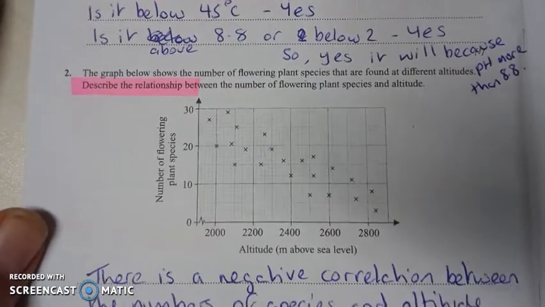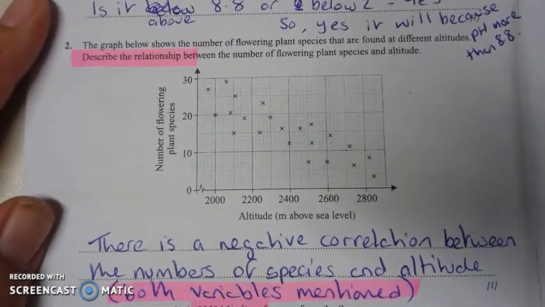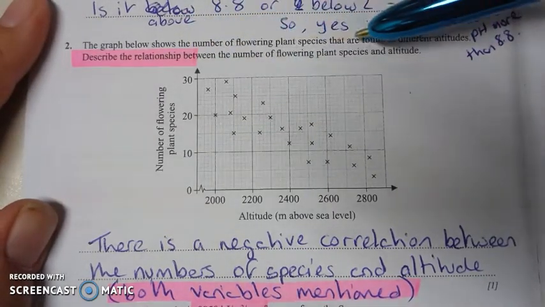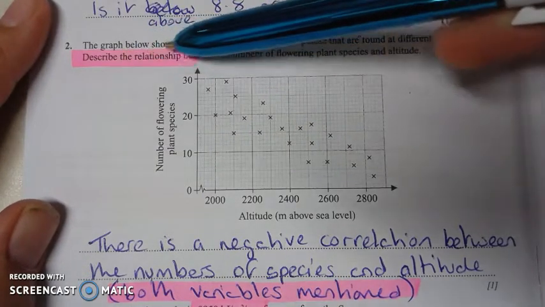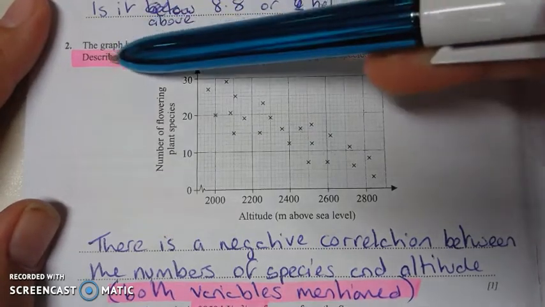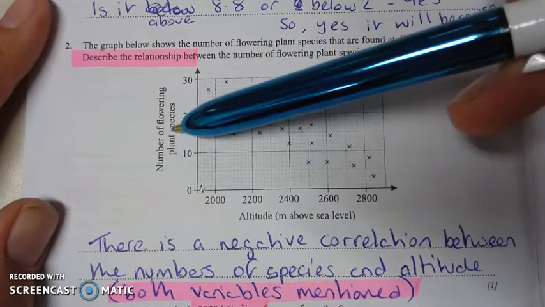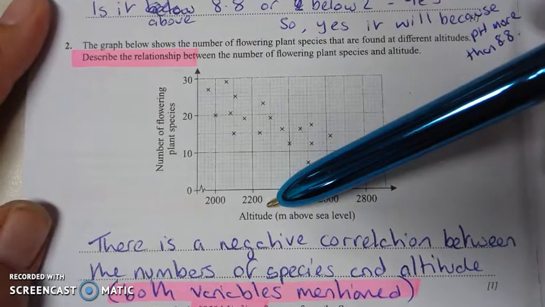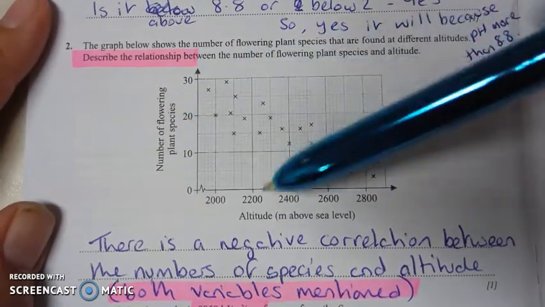Okay, so question 2. This one is looking at a graph and seeing if you can work out what's going on. The graph below shows the number of flowering plant species that are found at different altitudes. Describe the relationship between the number of flowering plant species and altitude. Whenever you see this term, describe the relationship, you should always mention both of the different variables. So you've got number of flowering plant species, and you've got altitude.